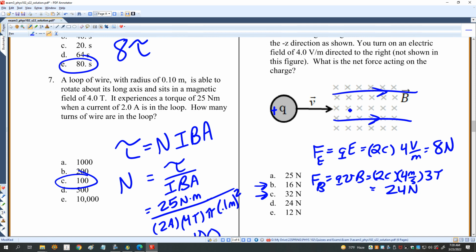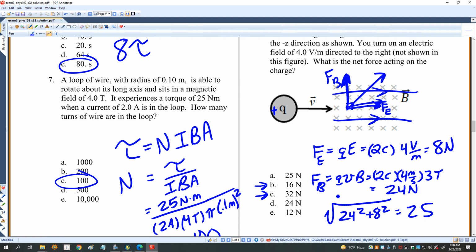Let's draw. The force due to the electric field is in the same direction as the electric field, right? Because it's a positive particle. The force due to the magnetic field, however, is in this direction. So they're perpendicular to one another. That means that the net force is going to be like this. In order to find that, notice these are the sides of a right triangle. I have the square root of 24 squared plus 8 squared, and that's going to equal 25 newtons. So 25 is the right answer.